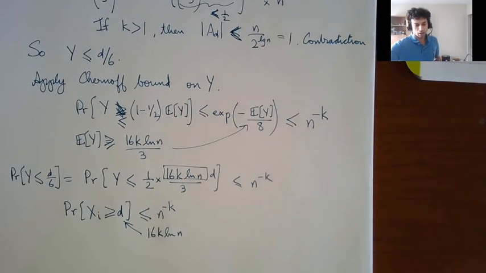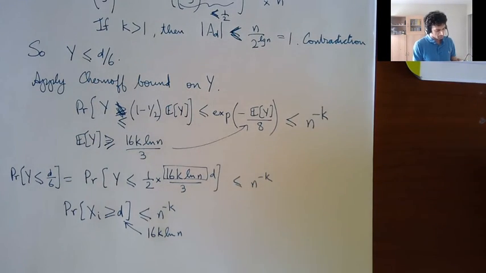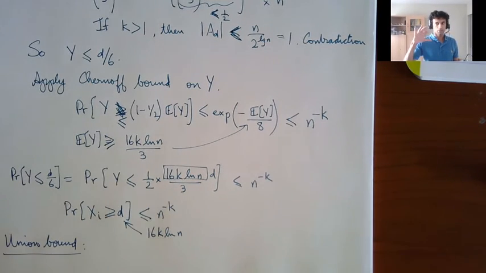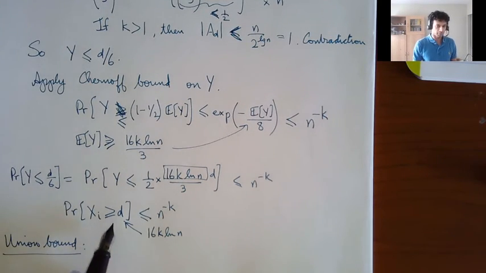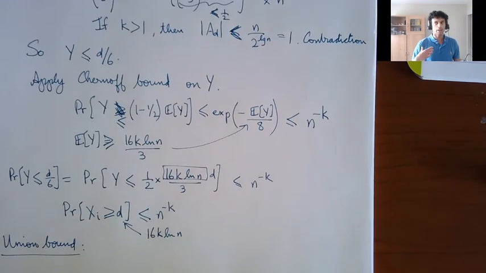Now this only argues something for xi, but then I can now do a union bound. So this is an extremely powerful method to break up the bad events into a collection of smaller bad events. So this is a bad event: the probability that the depth of i is large. You're trying to argue about the union of these bad events.